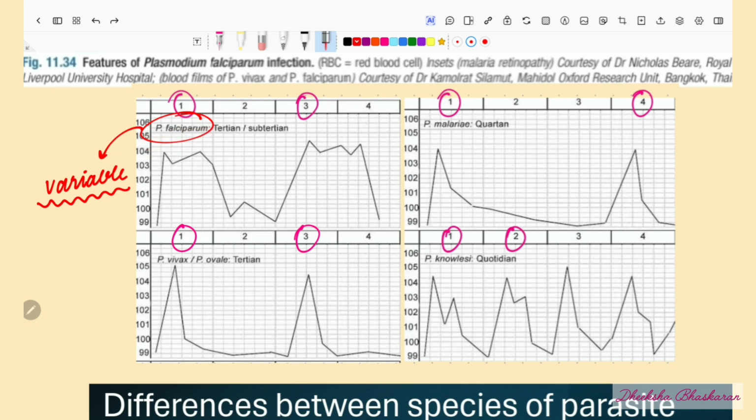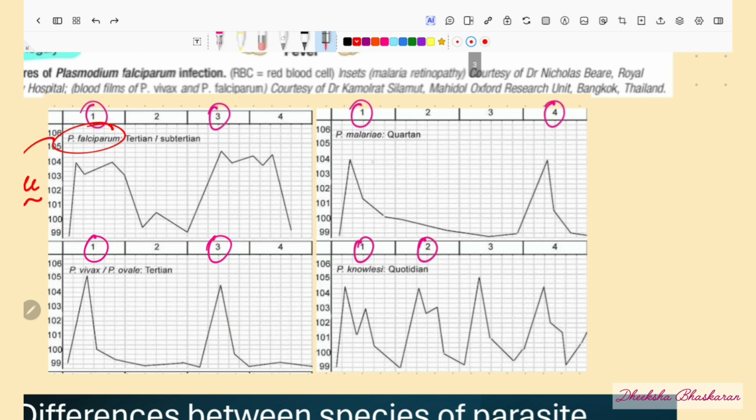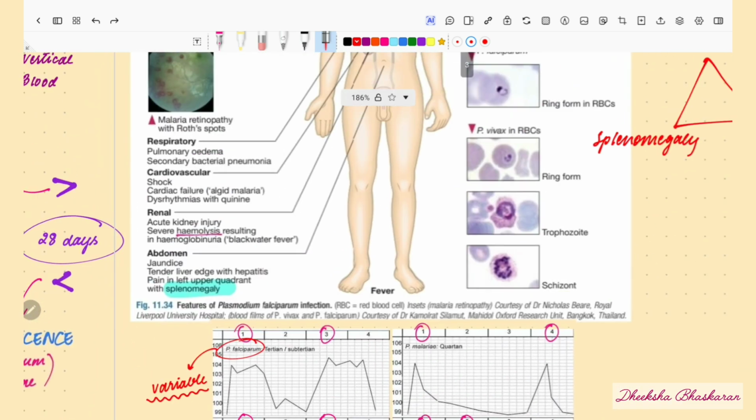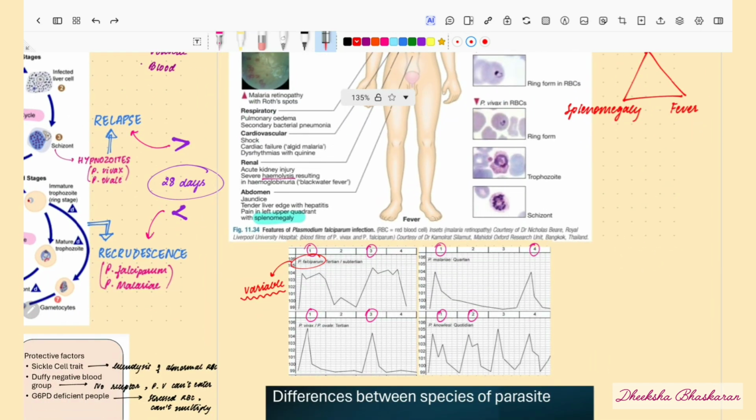Okay, then we have Plasmodium vivax and ovale, which also have a tertian pattern of fever. First day fever occurs and third day fever occurs, every 48 hours. Then we have Plasmodium malariae, which has a quartan kind of fever, where the first day fever occurs and the fourth day fever occurs. So every 72 hours fever recurs, the intermittent pattern of fever. Plasmodium knowlesi has a quotidian kind of fever, meaning every 24 hours, every next day the fever comes. Every 24 hours the fever recurs. This is the intermittent pattern of fever that we talk about in different species of the parasite.